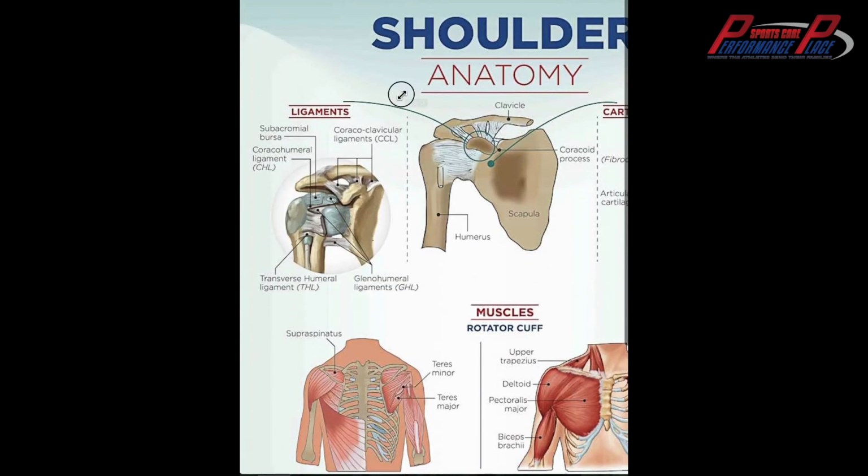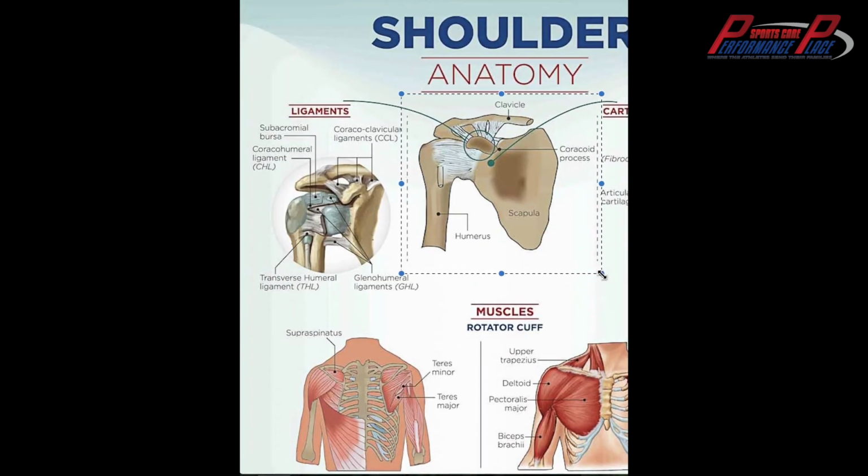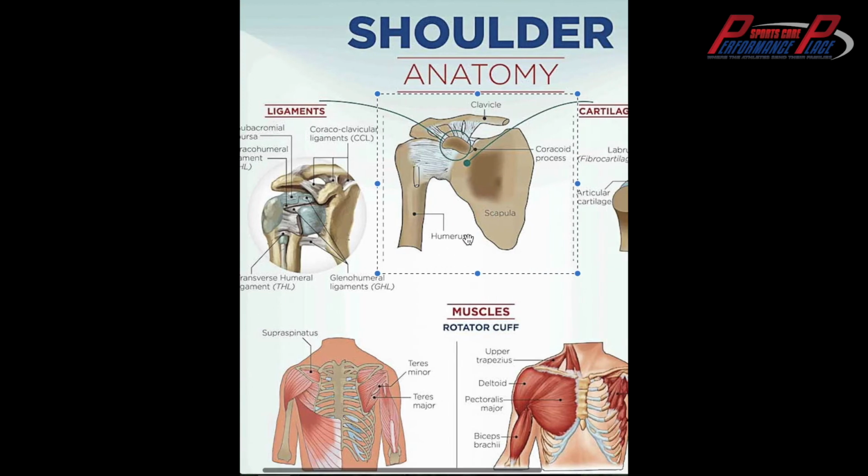Okay, so these bones are really important for you guys to know, mainly from a familiarity standpoint. A lot of times we don't rehab the actual bones unless they're fractured. But just know where they're at. So when we talk about shoulder blade, collarbone, and the arm bone, we're talking about these areas.